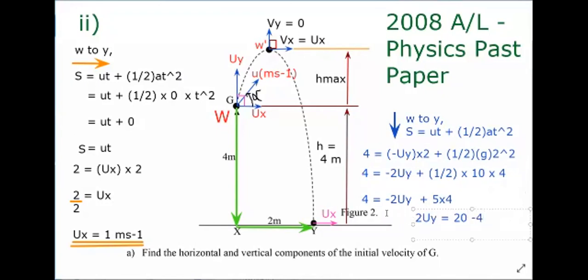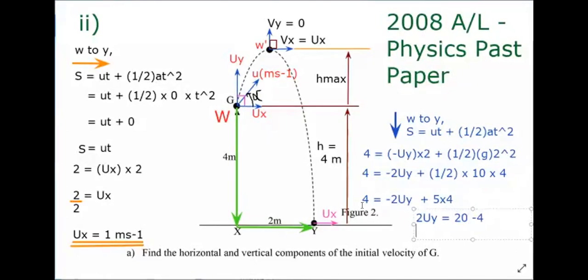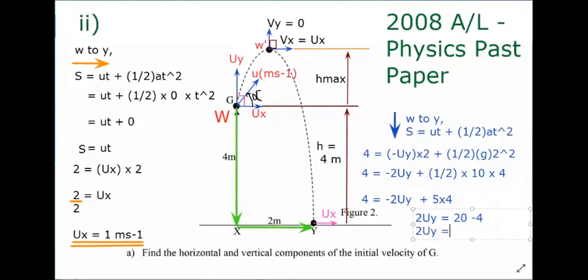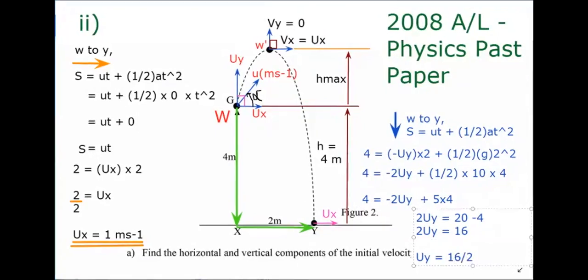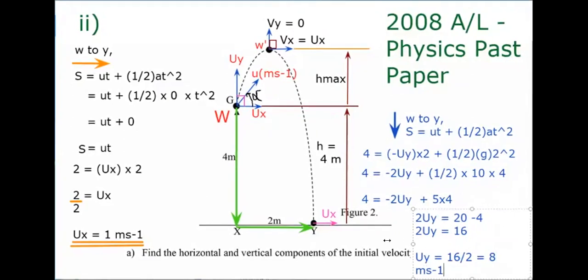I think you can understand that maths. 5 times 4 is 20, minus 2Uy comes to this side as positive 2Uy, and plus 4 goes to the other side as minus 4. Then you get 2Uy equals 20 minus 4, which is 16. If you take 2 to the other side, you get Uy equals 16 divided by 2. So if you divide 16 by 2, you get the answer as 8. So the vertical velocity component is 8 meter per second.